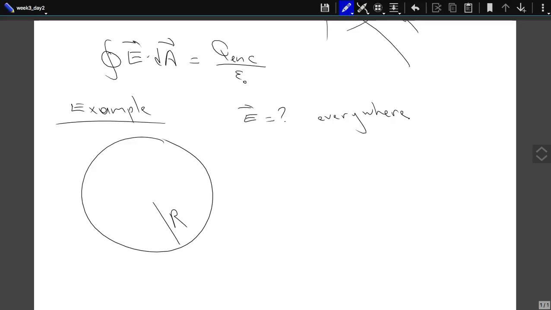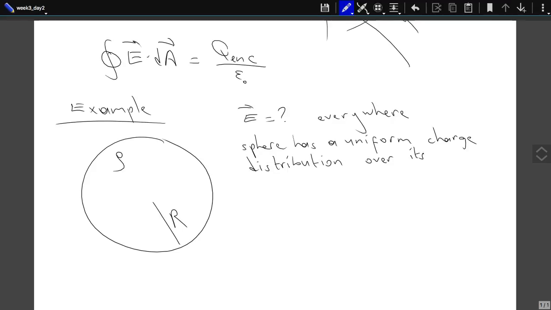Now, whenever I say you have to find the electric field everywhere, I mean you should give me an expression that is valid. If I choose such a point, if I choose this point, etc., it should be valid at every point in space. And there is a uniform charge distribution. So how can we find the electric field?